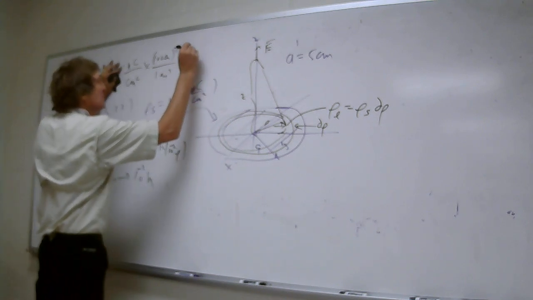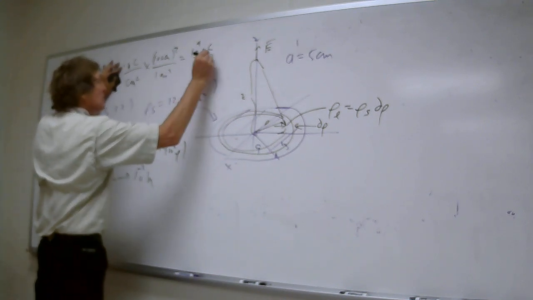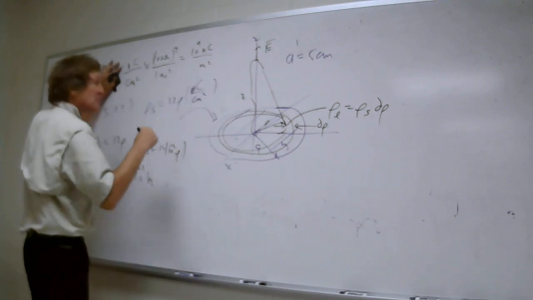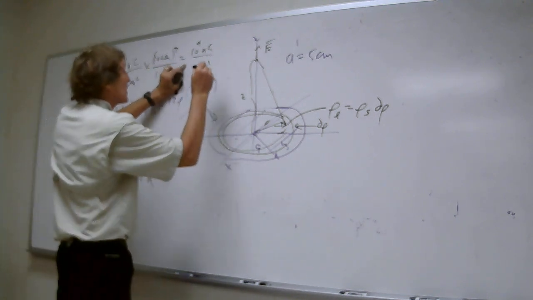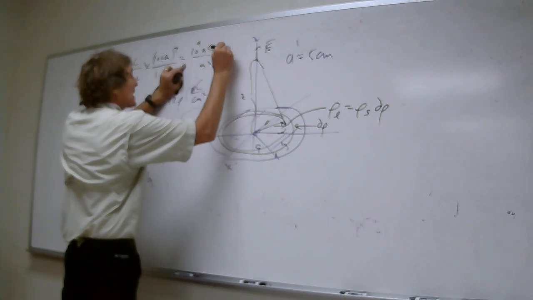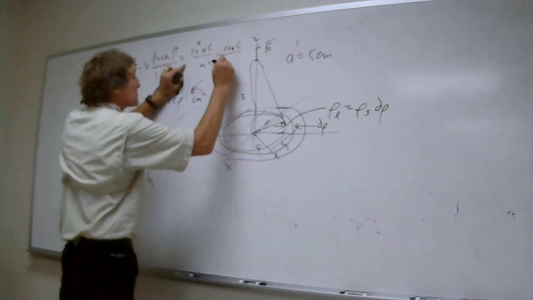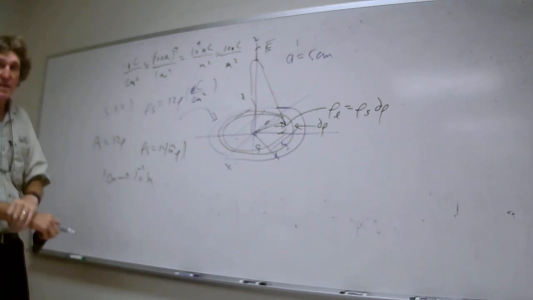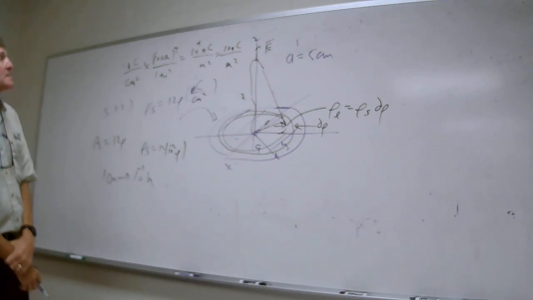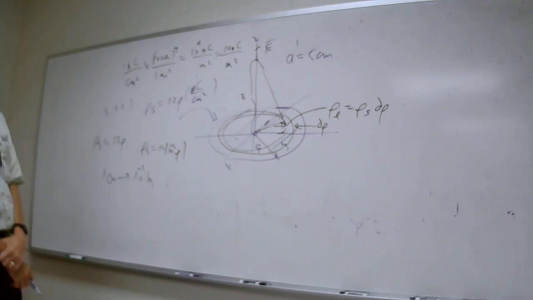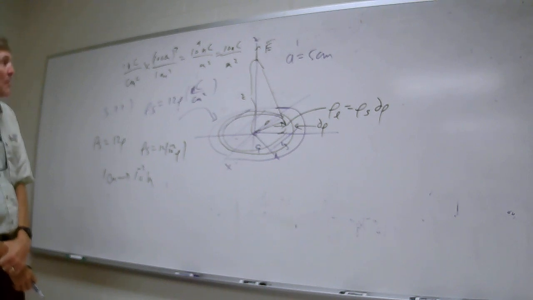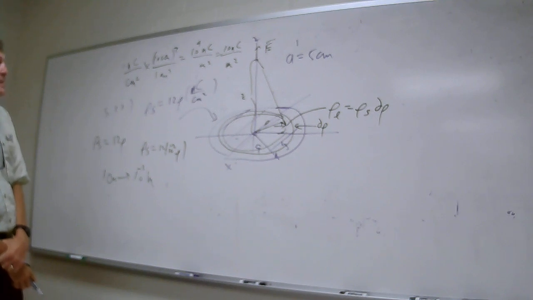What is that? That's 10 to the 4th nanocoulombs per meter squared. Nano is 10 to the minus 9th, so this is what? 10 to the 4th times 10 to the minus 9th, which is 10 to the minus 5th, right? Am I wrong? Wait a second. Nano is 9, 4 from 9, 5. That's right. That's 10 microcoulombs per meter squared. Do you agree with that, class?